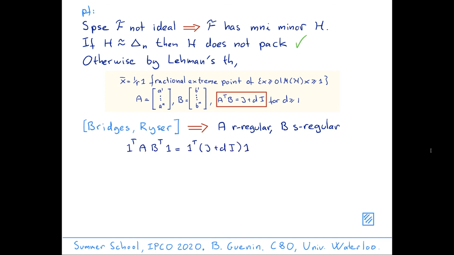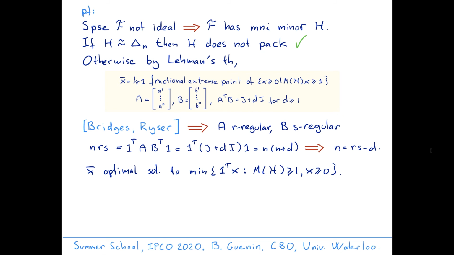So now let's take that matrix equation and we multiply on the left by the row vector of all ones, and we multiply on the right by the column vector of all ones. And using the fact that A is r-regular and B is s-regular, we get the following expression for the left term and the right term. And that allows us to express the number of columns n as being equal to rs minus D. Now observe that x bar is an optimal solution to this minimization problem. So this is the LP relaxation of the set covering problem for our MNI minor H.